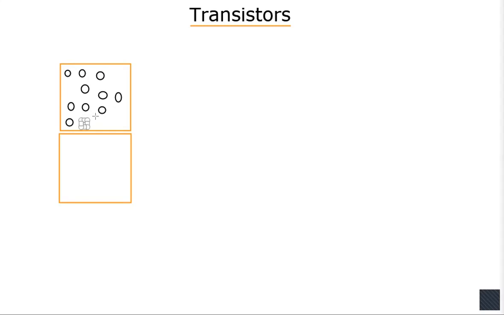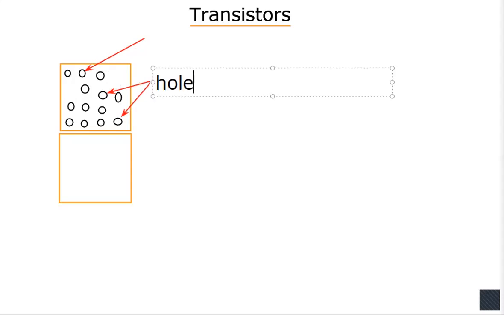For any transistor, I want three different semiconductors. So what is this semiconductor here? What is the type of the semiconductor that I have drawn here? These are holes. So what type of semiconductor is this? This is a p semiconductor, because there are holes. Listen to me carefully. There are holes, so it's a p semiconductor.